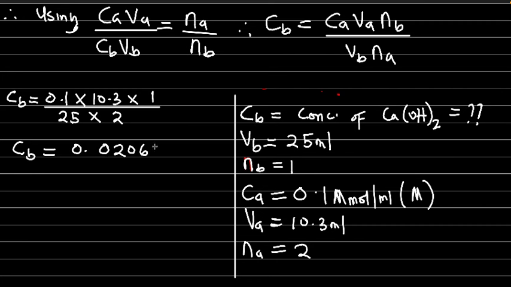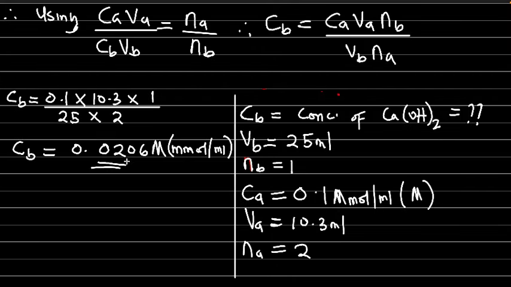So the answer here, our CB will now become 0.0206. All right, now this is molar. Recall that this molar can still be called millimole per mil. So you have nothing to worry yourself about. So the CB here is 0.0206.